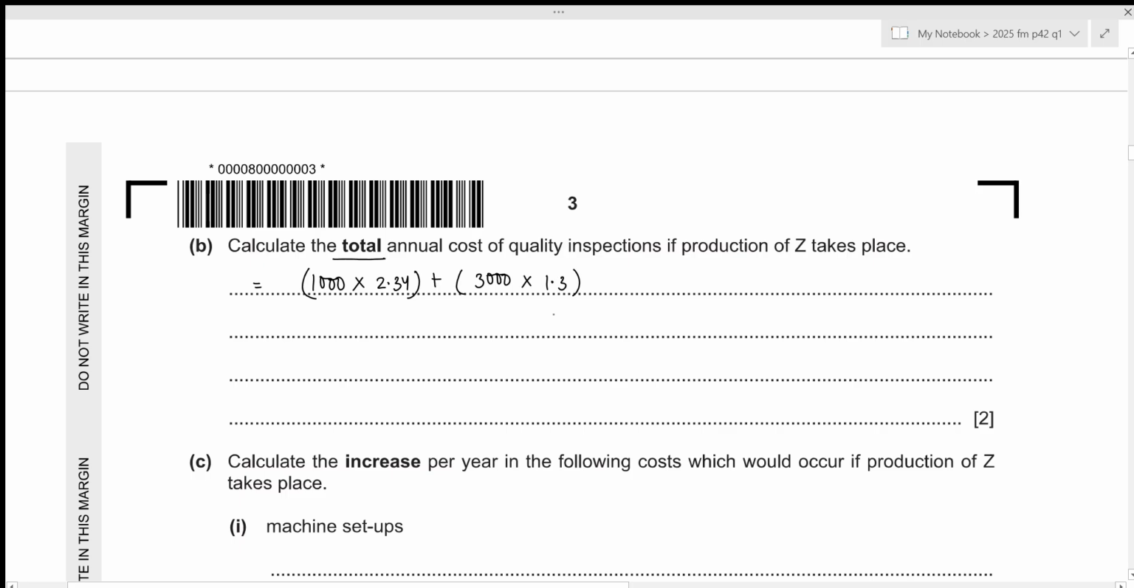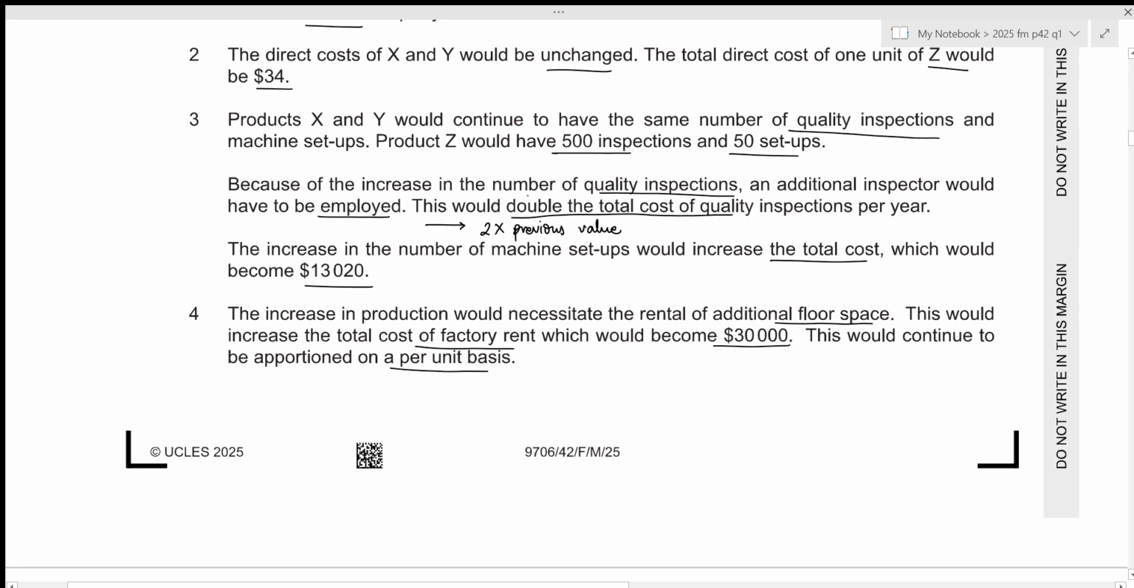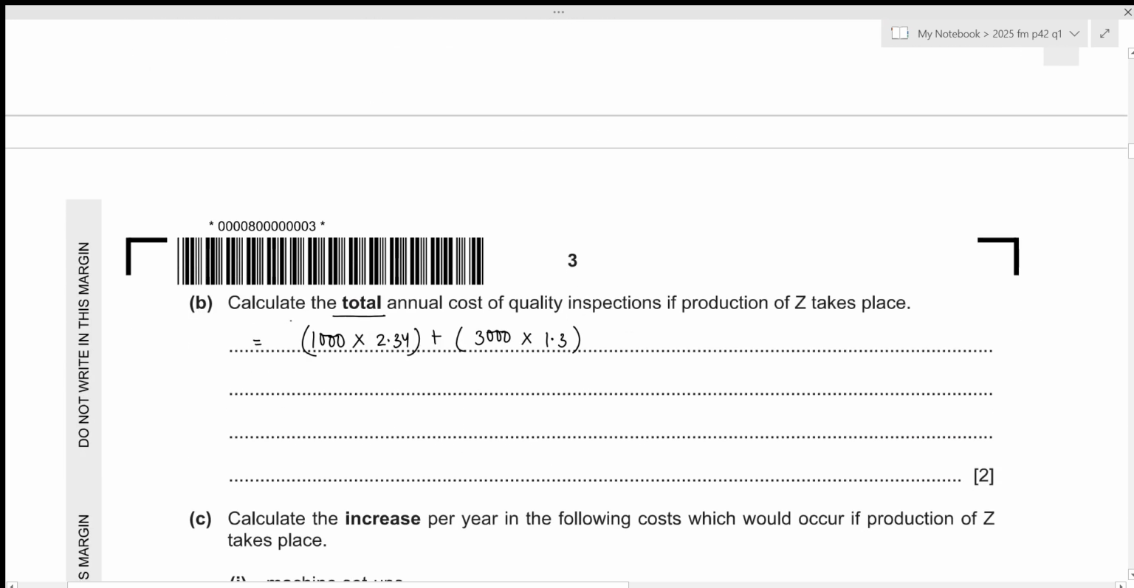This will give us the previous total cost of quality inspections, but we need the new total cost if the production of Z takes place. That would be 2 times the previous value. So we just need to multiply this by 2. And this will result in the new total annual cost of quality inspections to have the value of 12,480. That is all for the second part of this question. Let's move towards the next one.